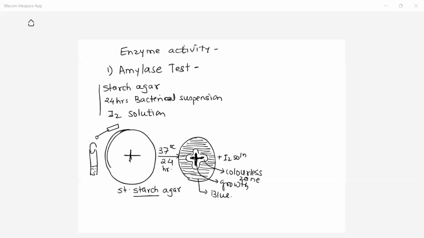Now what is the principle behind the amylase test? What is the mechanism of this test? Why is there such a colorless zone around the colony, around the growth, and how does the remaining plate remain blue? That is explained in the principle.